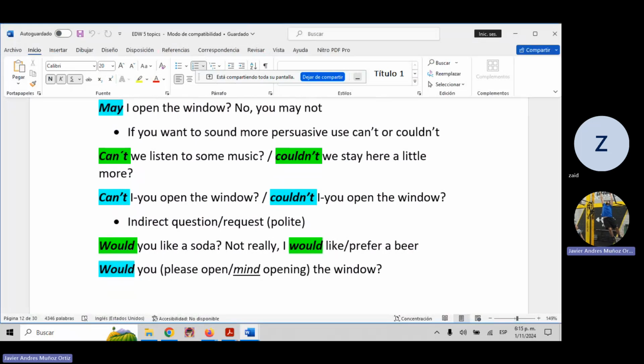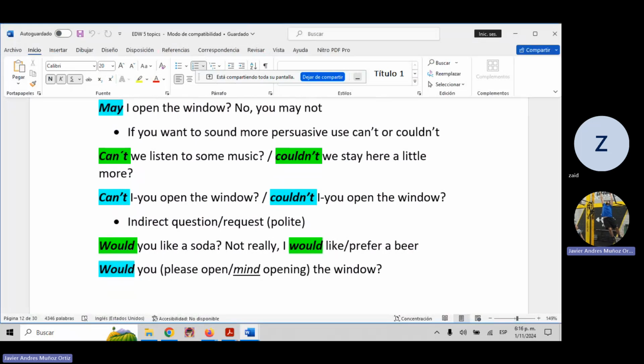Another example: can't I open the window? Can you open the window? Right? Can't. So can you please do it? In this case, once again, we are being very informal. It's still persuasive. And the other option, a little more polite but still persuasive. Couldn't you open the window, please? Couldn't I open the window? Right? Like, do you mind? Right? But it's very persuasive, right? With a smile and so on, of course.